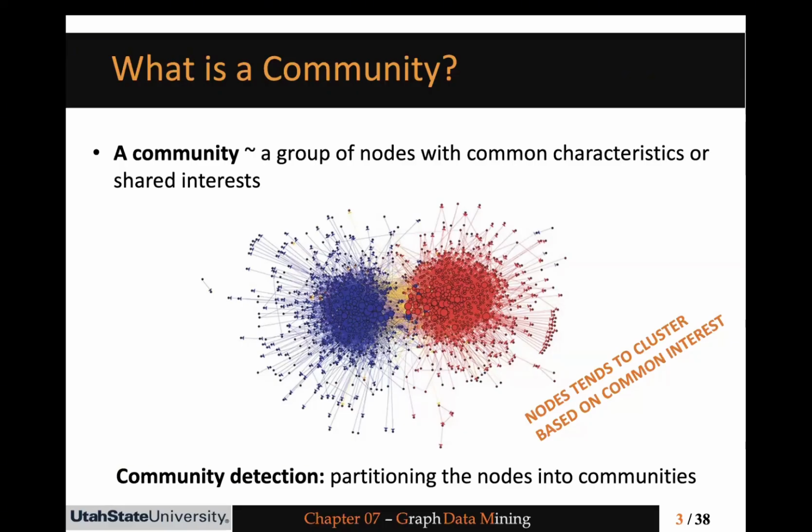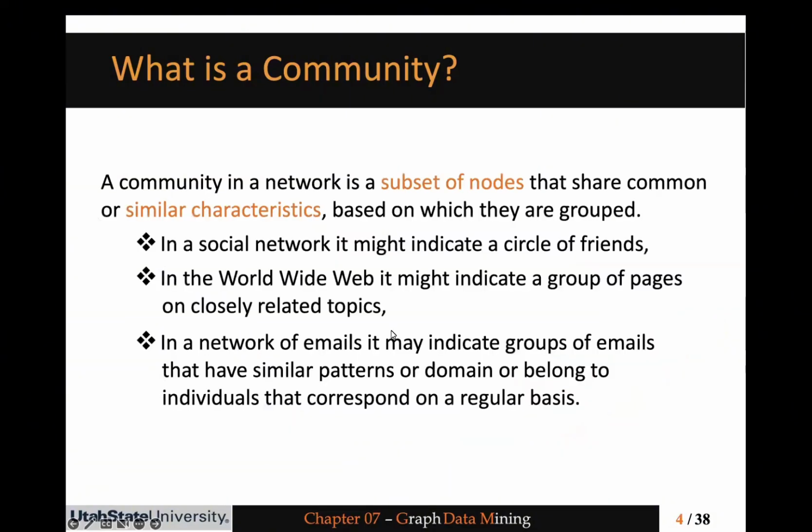So here we have two different communities, the red and the blue one. We could naturally see them having a lot of connections inside their community and few yellow connections in between the two communities.